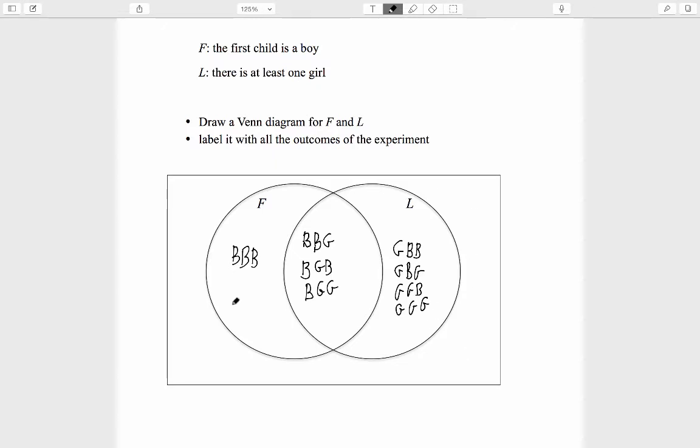This makes sense. If an outcome is outside the F circle, that means the first child has to be a girl, but if there's at least one girl, then the outcome must be within the L circle. An outcome cannot be outside both circles. This example shows that it's possible to have an unequal number of outcomes in each basic region, and in fact, even to have a basic region with no outcomes at all.